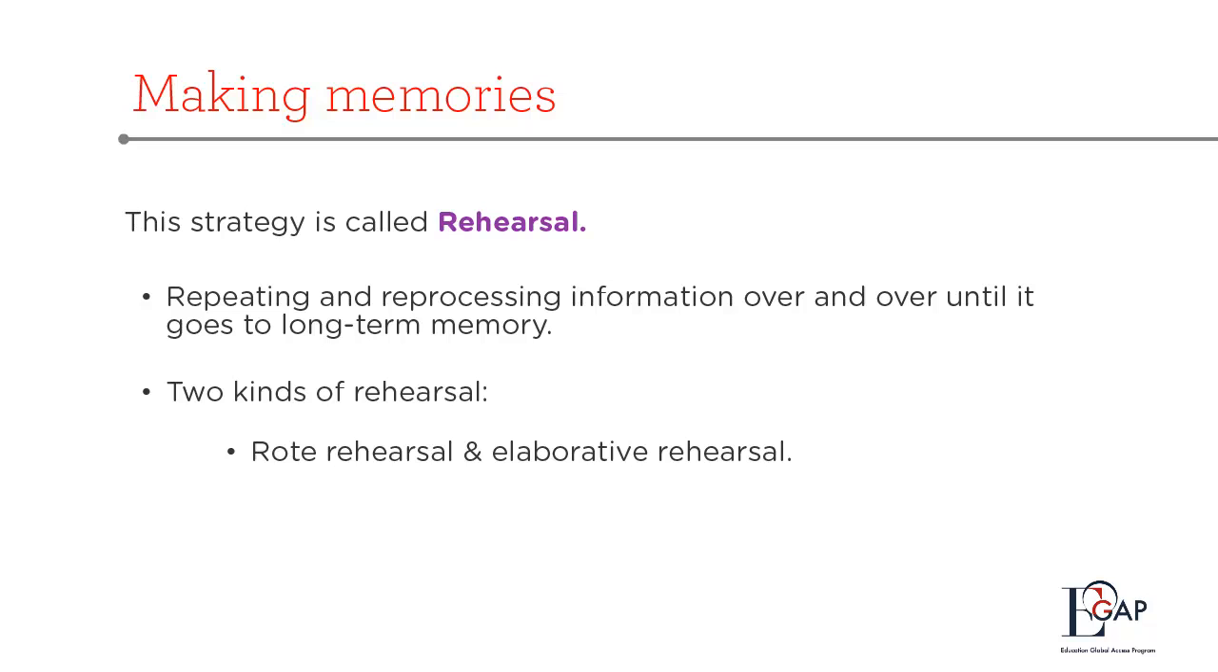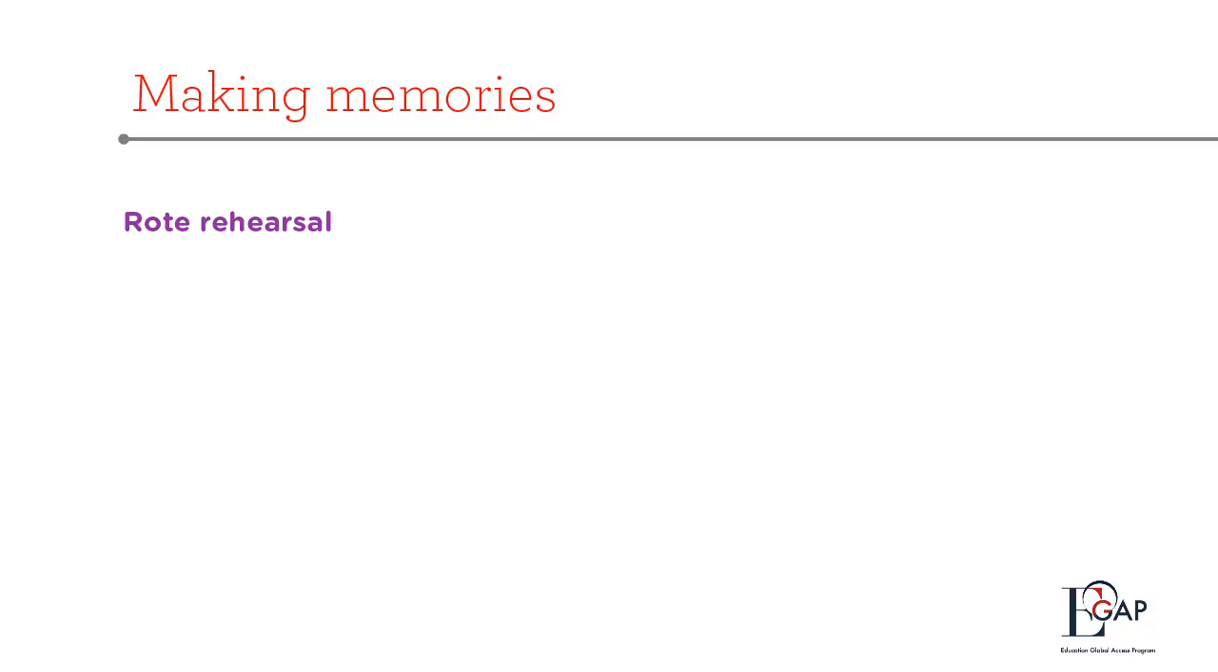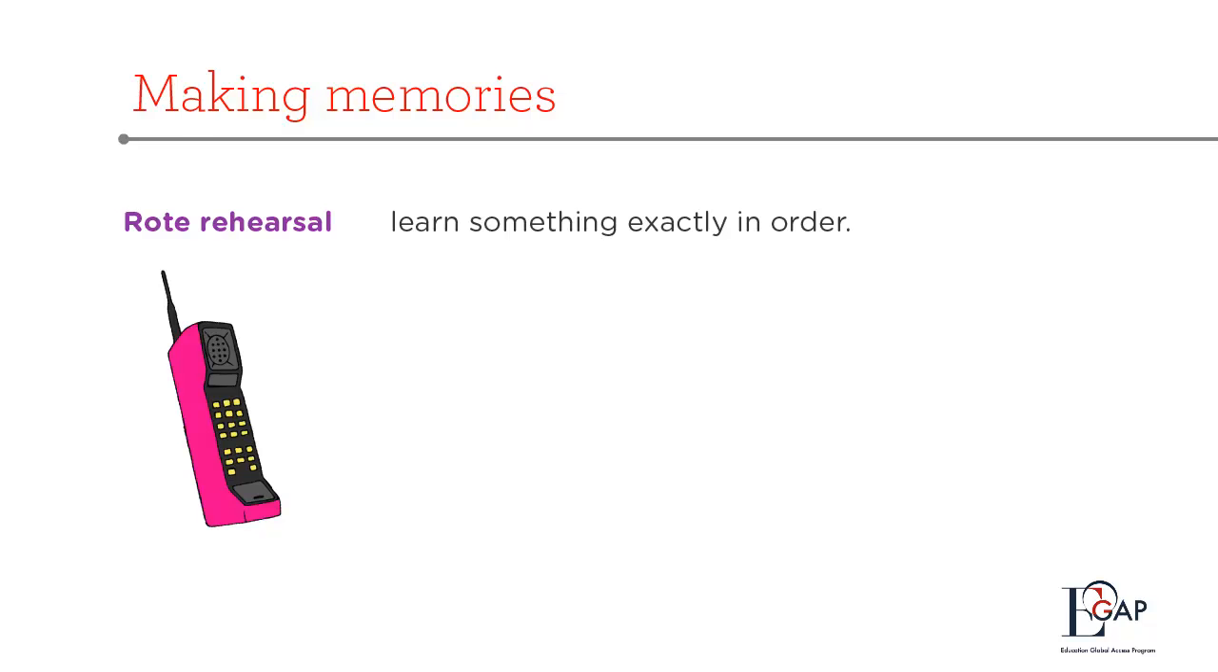There are two kinds of rehearsal: rote rehearsal and elaborative rehearsal. An example of rote rehearsal would be writing the phone number on the board 50 times. Rote rehearsal is best when students have to learn something exactly, word for word, or number for number in order. Simply understanding what a phone number is isn't enough. You need to know the exact numbers in the exact order for it to be useful. And the best way to do rote rehearsal is with simple repetition.